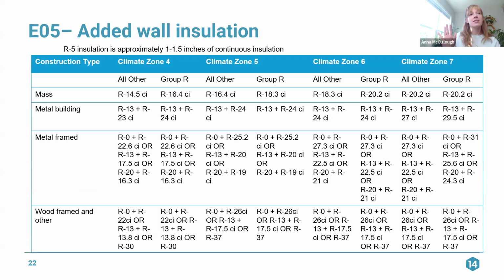So I did this. It looks terrible and I'm so sorry, but in my defense, so does the table in R402. I did note here that depending on the type of insulation you're providing, R5 continuous is about 1 to 1.5 inches. But I put in here all of the above grade wall continuous insulation, what that R value would be if you were complying with this credit. So that'll be available. I'm so sorry it looks so bad.